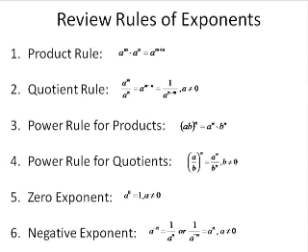The zero exponent rule says any number but 0 raised to the 0 power is 1. And as for the last rule, an exponent can be made positive by flipping the factor opposite of where it starts out.